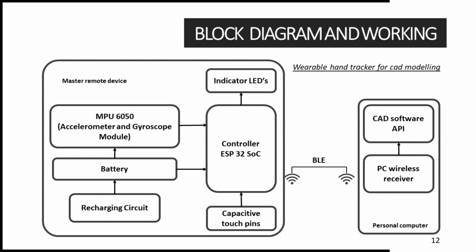So we use two hand wearables on both our hands. On our left hand we use our slave remote device, and on our right hand we use our master remote device. Our master remote device consists of indicator LEDs, ESP32, MPU6050, battery, recharge circuit, and 4 capacitive pins. The communication between the master remote device and the personal computer is done using Bluetooth Low Energy.